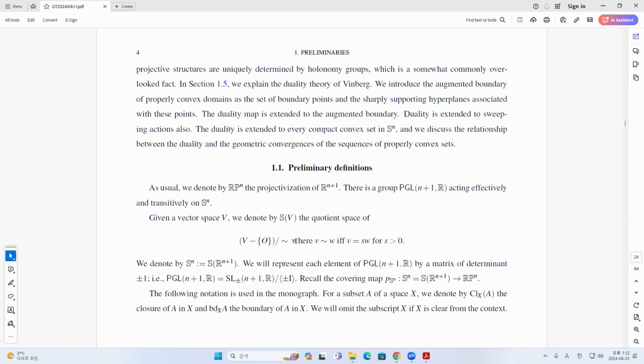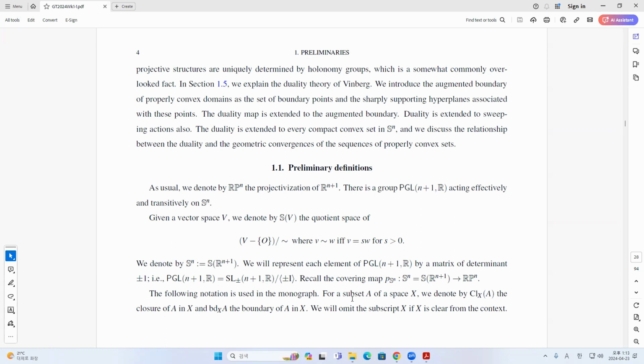If you have any vector space, you can remove the origin and identify any things which are positively related by a scalar. Then we denote by S these quotients. For example, S^n will be just S(R^(n+1)) in our identification. Then here, of course, the projective group is SL(n+1,R), and PGL(n+1,R) will be the quotient of this by plus or minus one. This will act on RP^n.